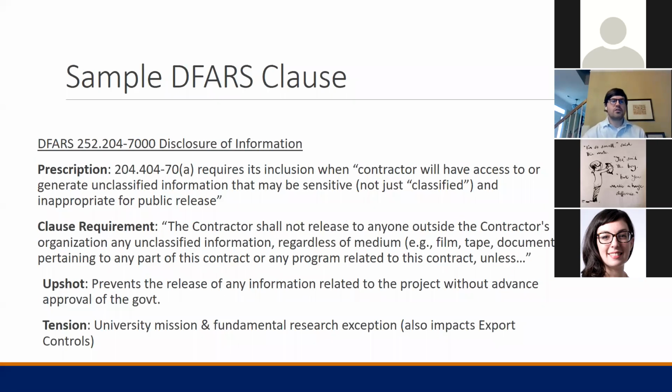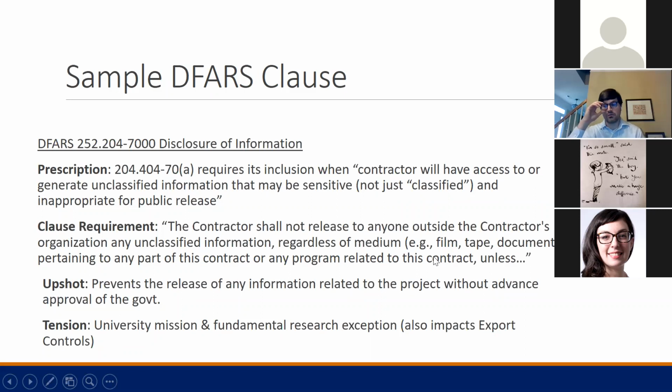Another DFARS clause, and this is a really big one for universities. It is probably one of, if not the most important clause to look for in the DFARS section, and this is disclosure of information, because it basically acts as a publication restriction and limits the contractor's ability to release any unclassified information, regardless of medium, pertaining to any part of this contract or any program related to this contract.